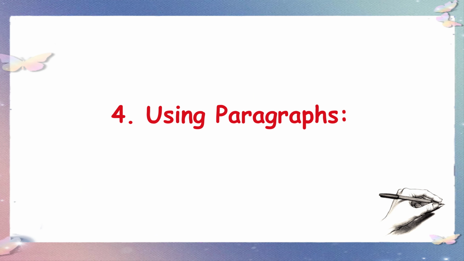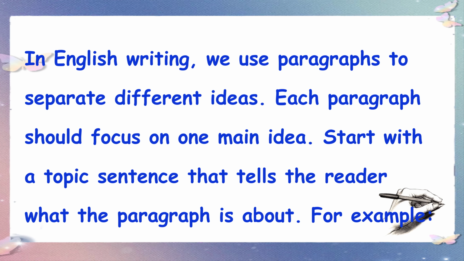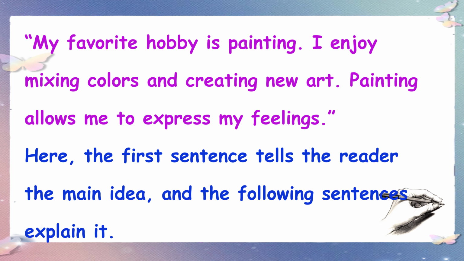4. Using paragraphs. In English writing, we use paragraphs to separate different ideas. Each paragraph should focus on one main idea. Start with a topic sentence that tells the reader what the paragraph is about. For example, my favorite hobby is painting. I enjoy mixing colors and creating new art. Painting allows me to express my feelings. Here, the first sentence tells the reader the main idea, and the following sentences explain it.